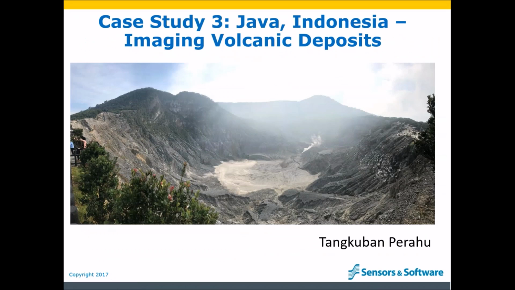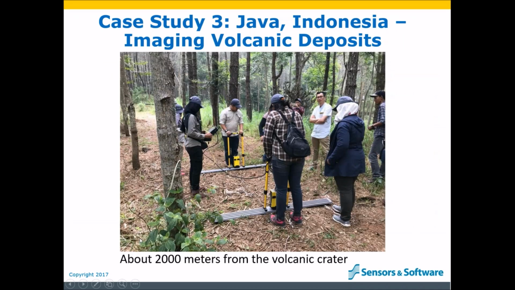Okay, the last case study is from Java, Indonesia. The GPR data was collected on a volcano about 2 kilometers downslope from the crater. The volcano had last erupted in 2015. The area was quite forested with large trees, so the survey area had not been affected by volcanic eruptions for several decades. You can see here that a pulseEKKO 50 megahertz antenna was used, and the data were collected in step mode.